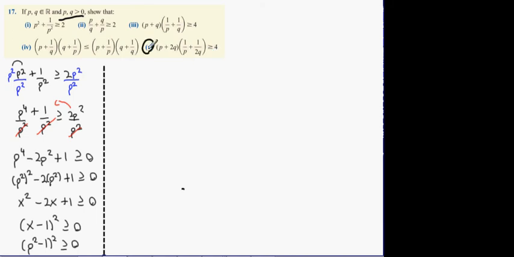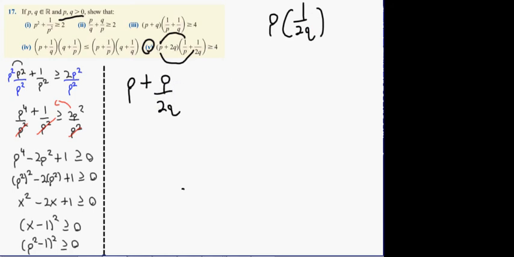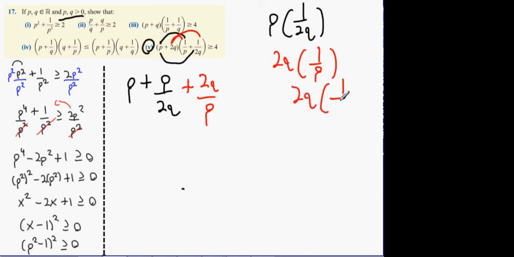Right, so let's do 5, okay? Now, 5 is done like this. I have to multiply p by 1 over p. What do I get? P. P multiplied by 1 over 2q. What's that? Plus p over 2q. Next one. 2q multiplied by 1 over p is, anybody? 2q over p. 2q multiplied by 1 over q, or 1 over 2q. 2q over 2q, which is 1.